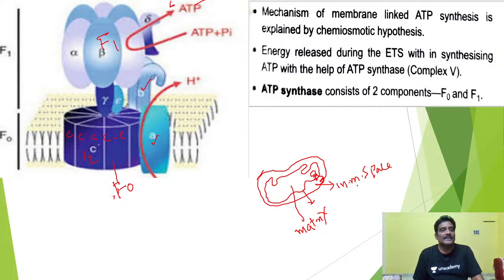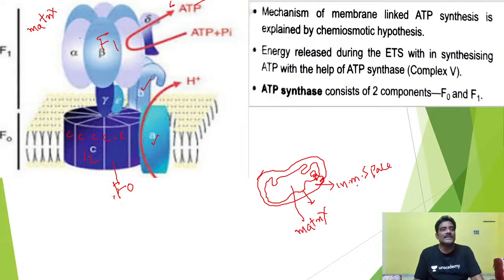One point you have to remember: this is fixed in the inner membrane here. This is the inner membrane. So the F0 part is set in the inner membrane. The F1 part is protruded into the matrix here. This is the matrix of mitochondria. So this is F0. That point you have to understand.